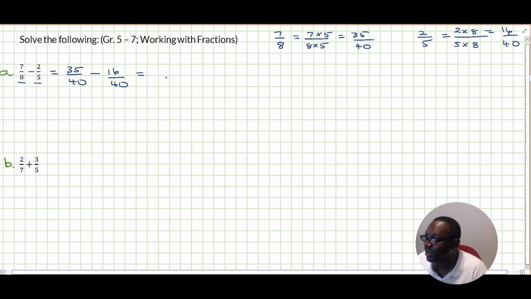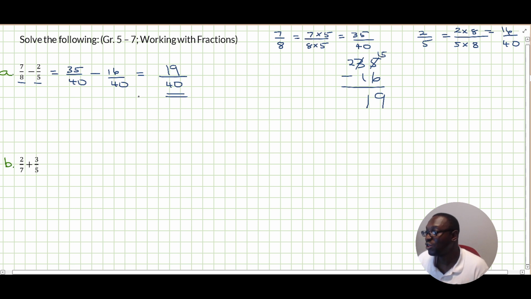So this is going to give us a new fraction with a denominator of 40. 35 minus 16. 5 minus 6, we can't do it. So I'm going to go here. This becomes 2. The one I take from 3 becomes 10. I add it to 5. I have 15. 15 minus 6, I have 9. 2 minus 1, I have 1. So this is going to give me 19 over 40. So 19 over 40 is the response.